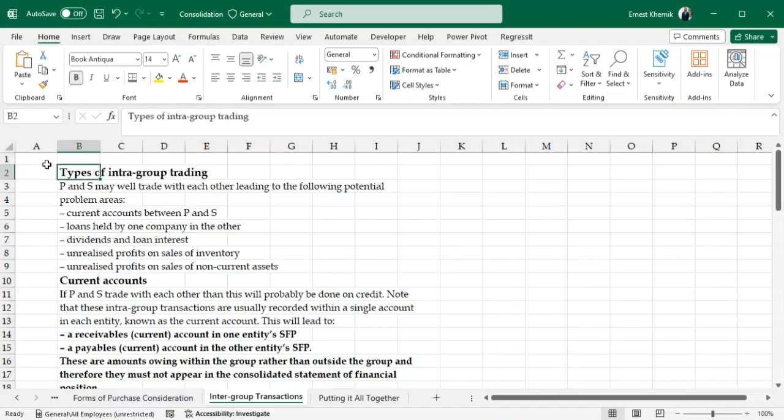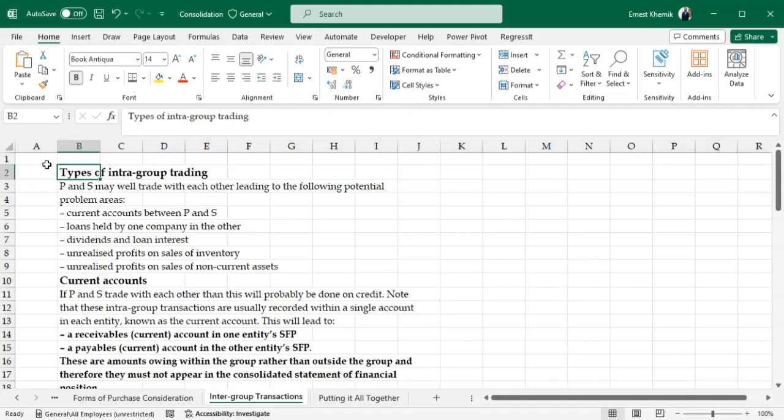Now, to start with, I want to lay the foundation again that group financial statements are prepared with the view that the group is seen as a single economic entity. And as a single economic entity, you cannot trade with yourself and make profits or losses. So that is the basic principle when it comes to the preparation of consolidated financial statements.